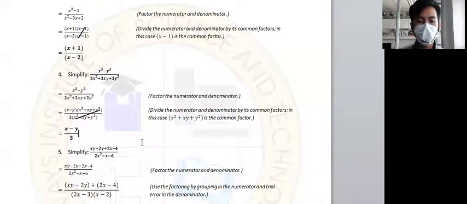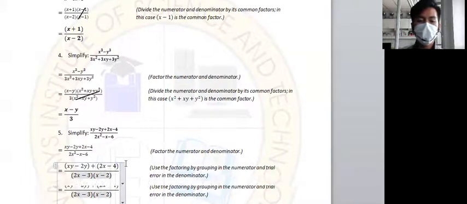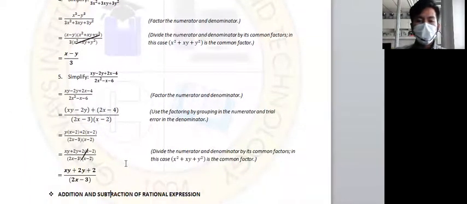And the last example, xy minus 2y plus 2x minus 4 all over 2x squared minus x minus 6. So, tulad ng ginawa po natin kanina sa number 1, 2, 3, and 4, ganun lang din po yung gagawin po natin sa number 5. So, we need to factor the numerator and the denominator. So, factor of the numerator, pag-iwalayin po muna natin, xy minus 2y, ito na po yun. Then 2x minus 4, ito po yung nasa right side.